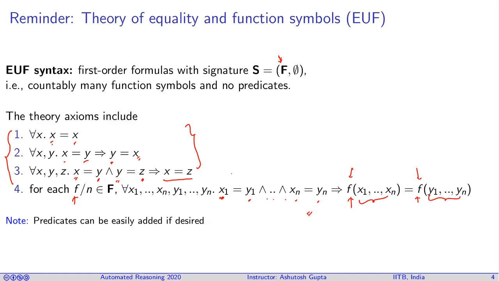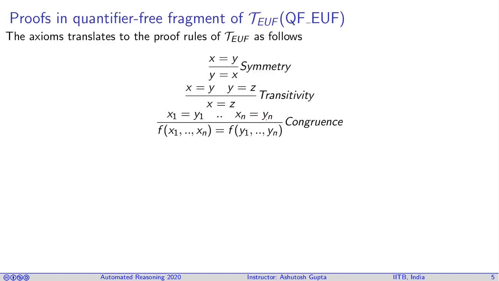We can also include predicates, which we have assumed to be not there. However, this can be easily extended. So let's suppose you have these axioms. How do you derive some facts in this theory? These are the proof rules you use. Essentially, if you look carefully, you will find that these are simply an explication of those axioms themselves. But it may not be the case in general.